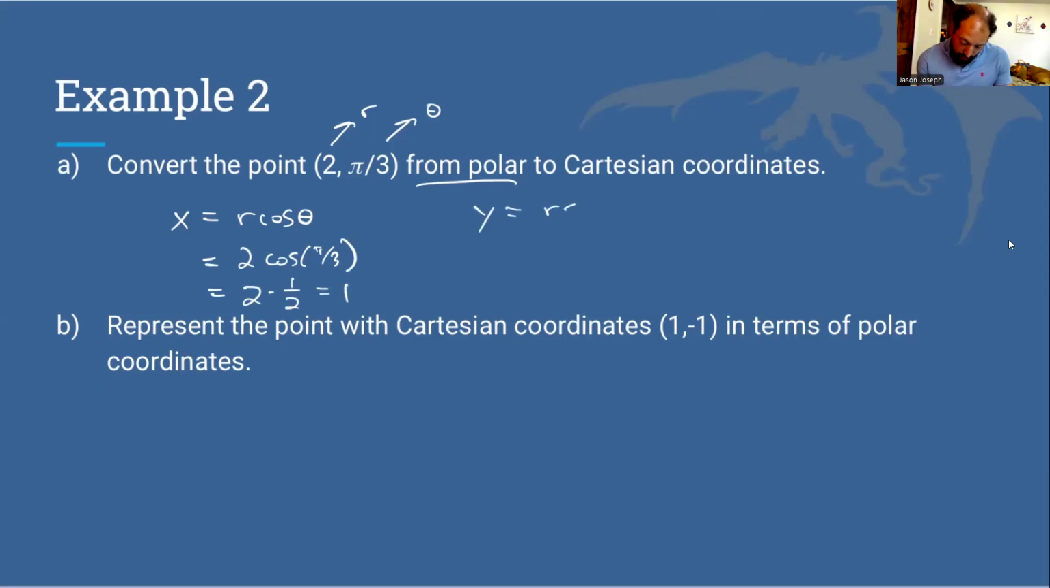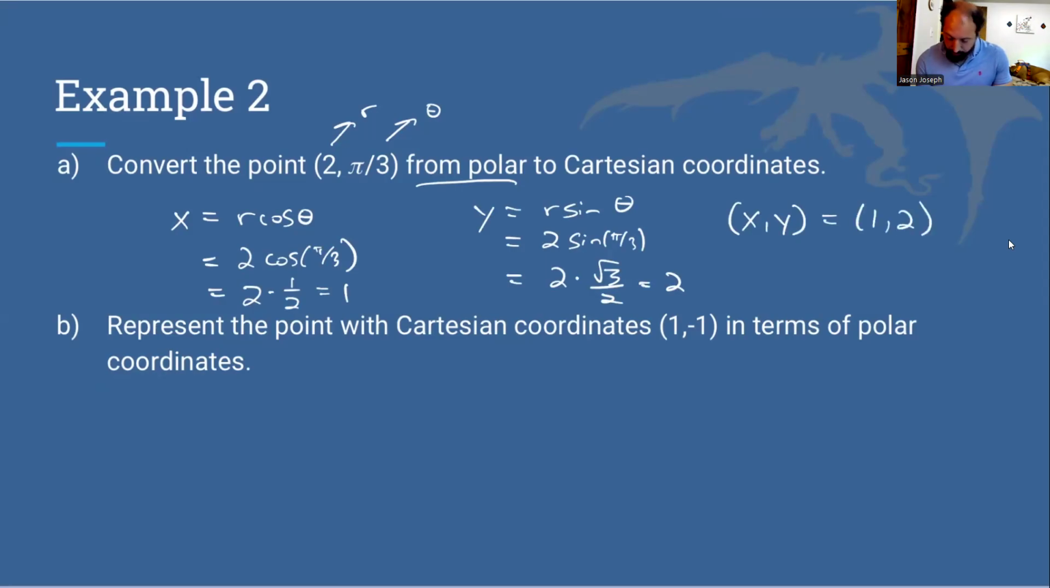Y is r sine theta. So that's 2 times root 3 over 2, which is just root 3. So my x, y Cartesian coordinates is just the point 1, comma root 3. Okay, represent the point with Cartesian coordinates 1, negative 1 in terms of polar.